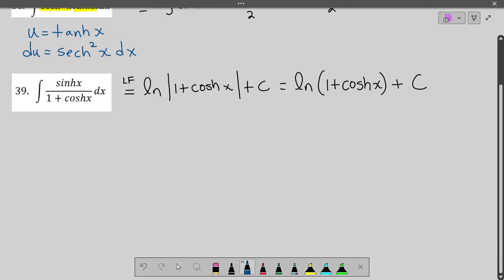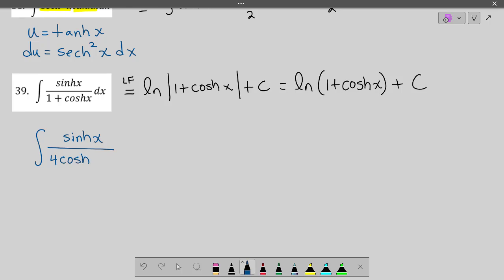How about if we had something like this? What about if we had, I'm going to modify this just a little bit. What about if we had that? What is the derivative of the denominator? 4 sinh. Derivative of cosh is sinh. We've got a multiplier of 4. So it's not quite the numerator. But is there a way that we could rewrite this so that the derivative of the denominator is the numerator?